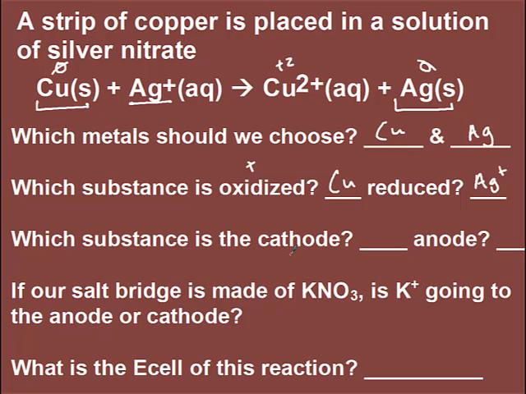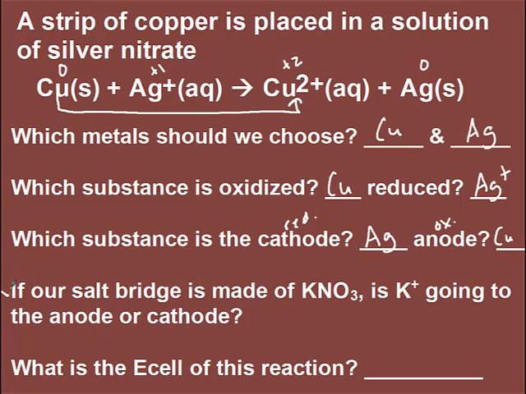Which substance is at the cathode? Well, the cathode is where reduction occurs. Reduction was silver ion, so silver is my cathode. And then my anode is where oxidation occurs, and copper was oxidized, so copper is my anode.